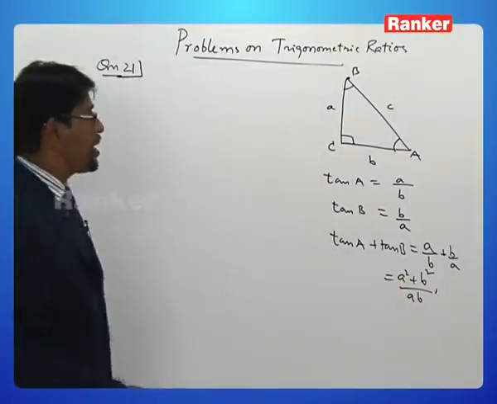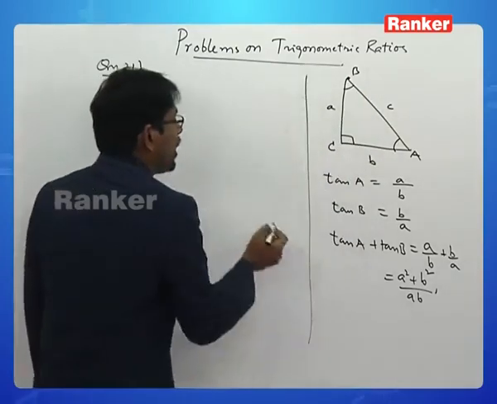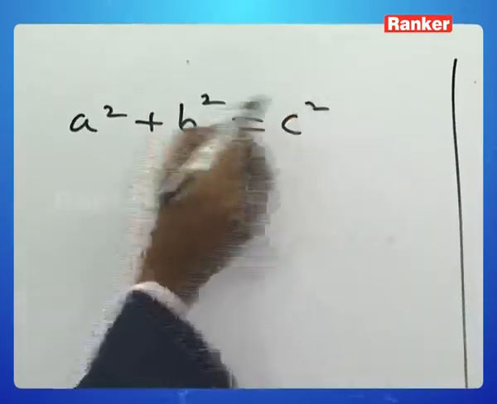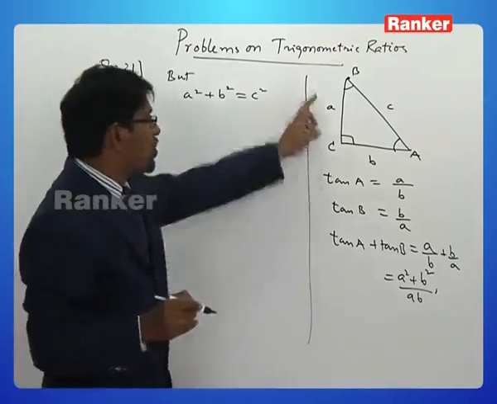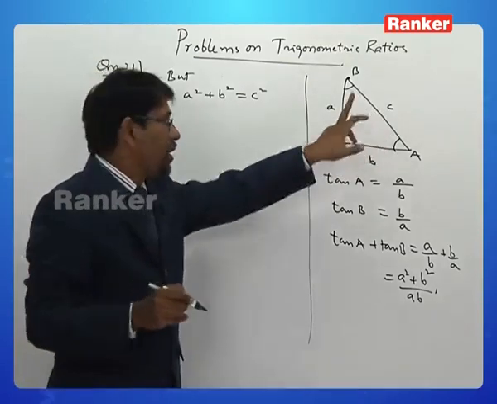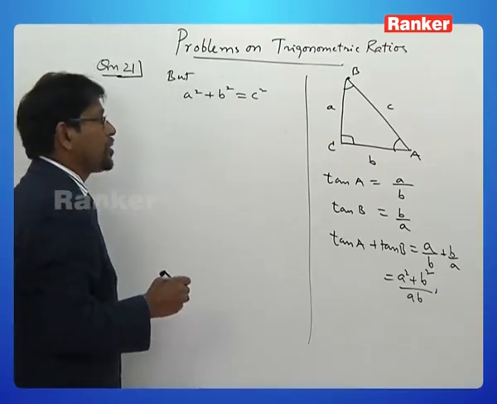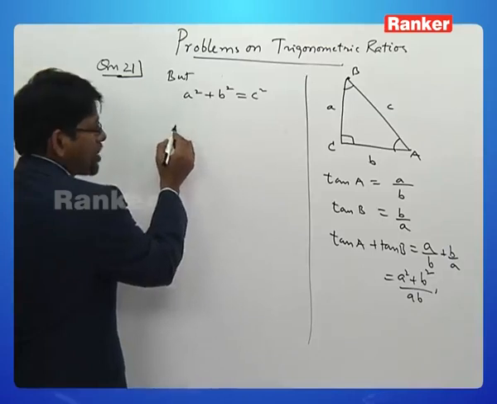What is A square plus B square but C square? Because it's a right angle triangle, A square plus B square is equal to C square, because in a right angle triangle, hypotenuse square is equal to the sum of the squares of the other two sides. So A square plus B square is C square.